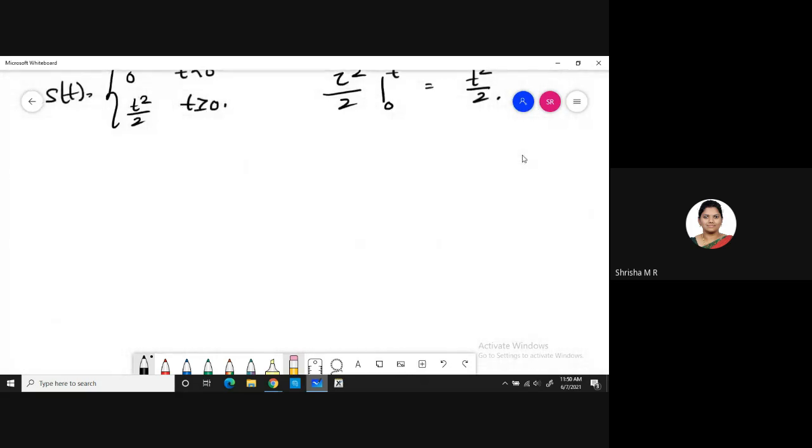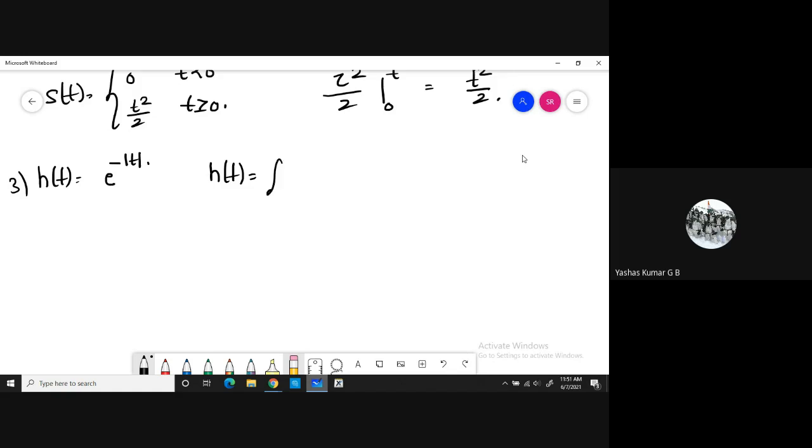So take down the next problem. h of t is equal to e power minus mod t. So what is h of t? If h of t is e power minus mod t, what is h of t? e power t for t less than 0 and e power minus t for t greater than 0, ma'am. Yeah, e power t for t less than 0.